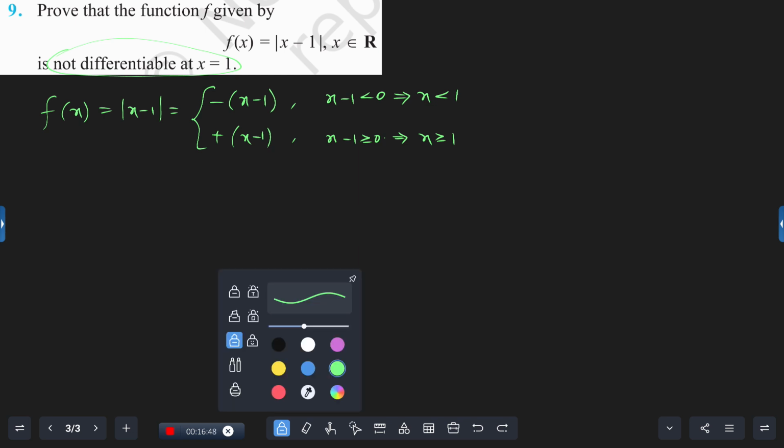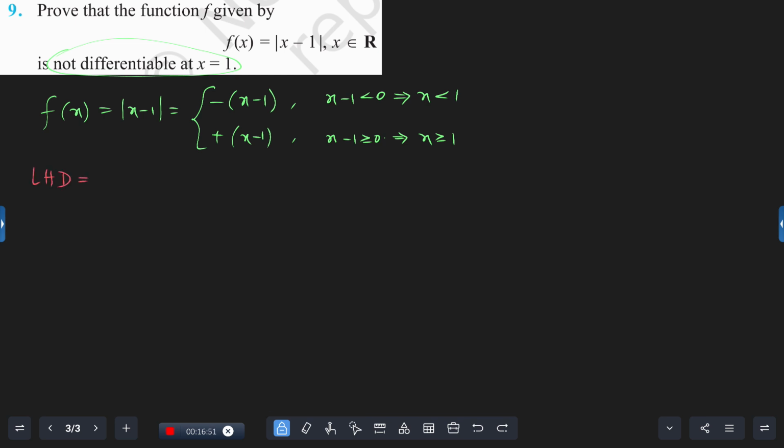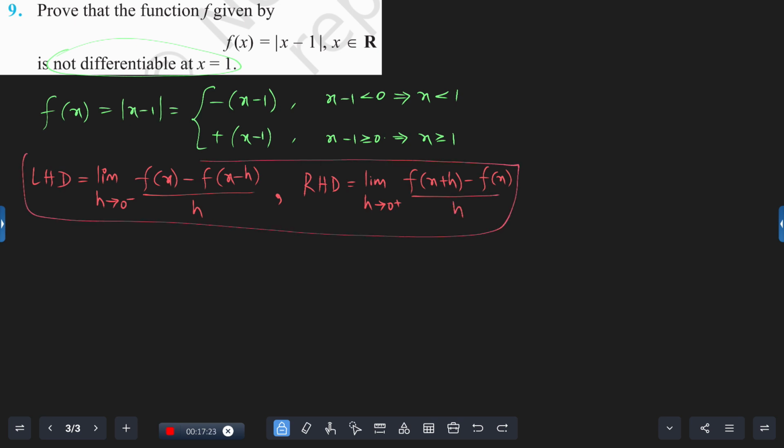So the main formula you have to learn now: the left hand derivative is limit h tends to 0 minus of f of x minus f of x minus h, divided by h. And the right hand derivative is limit h tends to 0 plus of f of x plus h minus f of x, divided by h. You should remember this formula. This is only for two questions, 9 and 10. For the ninth and tenth, the left hand derivative and right hand derivative will be useful, so I am giving it only in the question.